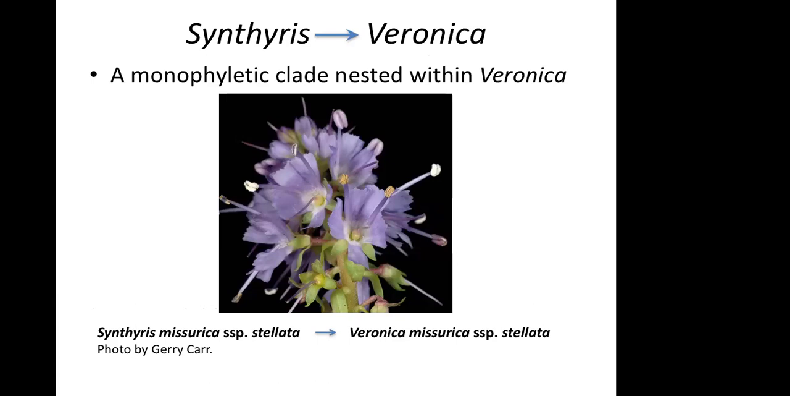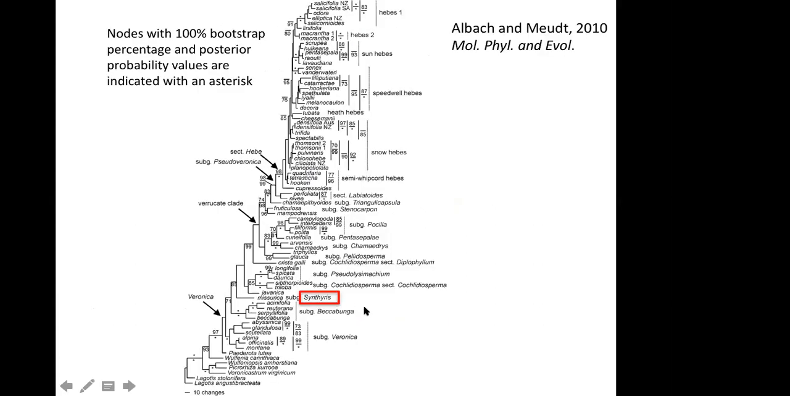There's some up in the Olympic Mountains, more common in the Columbia River Gorge and east of the Cascade Crest. They now belong to the genus Veronica. And why is that? Because molecular evidence has shown that it is closely related to Veronica. And I realize this is a really busy slide here. There's just a couple of things I want to point out.